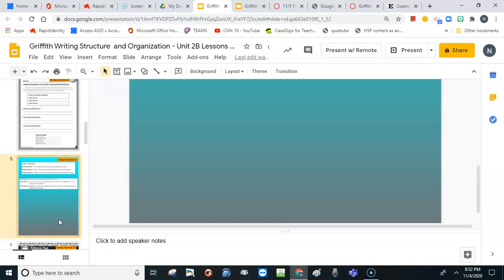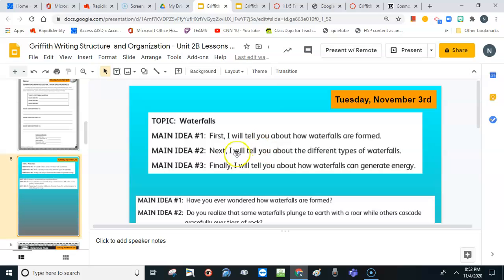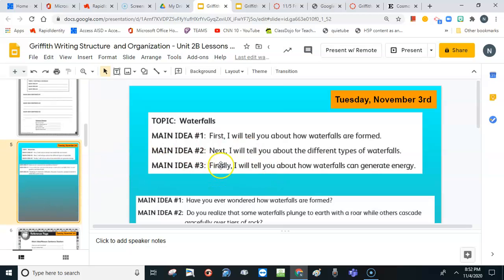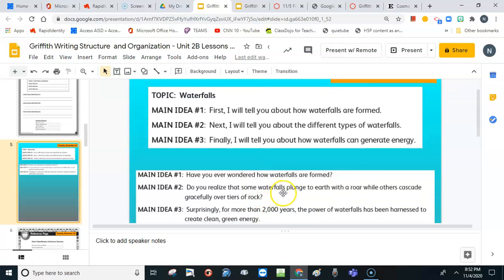Then on Tuesday, we talked about how we can have different sentence starters because you don't always want to say the same words over and over again. We also talked about changing the main idea sentences into questions and adding important words, like action words for verbs or sounds, so that you could make your writing more interesting.